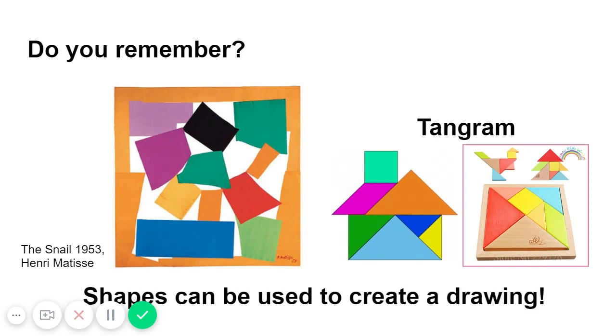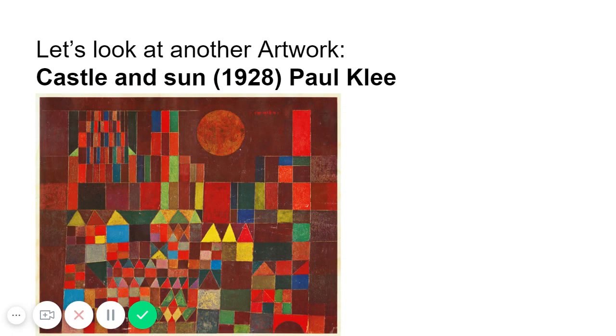Shapes can also be used to create a drawing. Let's take a look at such an artwork. Now, this is an artwork called Castle and Sun by Paul Klee. If you look carefully, you will recognize a lot of shapes. It's kind of difficult to see where the castle is, but definitely there are some shapes going on in this artwork.